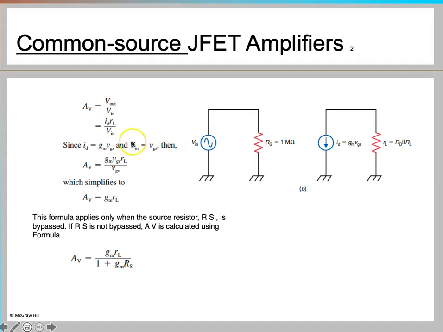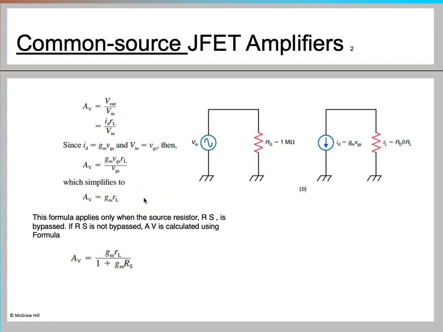And if you put these values, the drain current and the input voltage, into the above equation, then you're going to get AV equals GM VGS RL upon VGS. Now we have this term VGS in the numerator and the denominator, so it's going to cancel out, and the equation simplifies to AV equals GM RL.